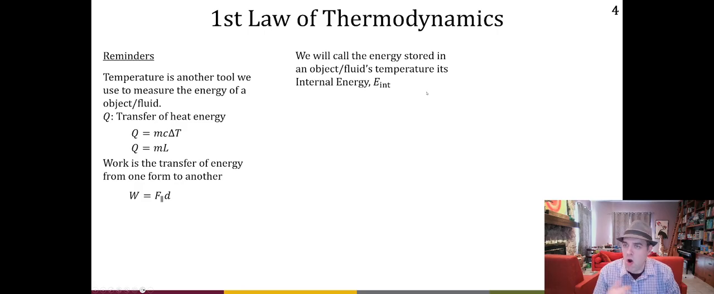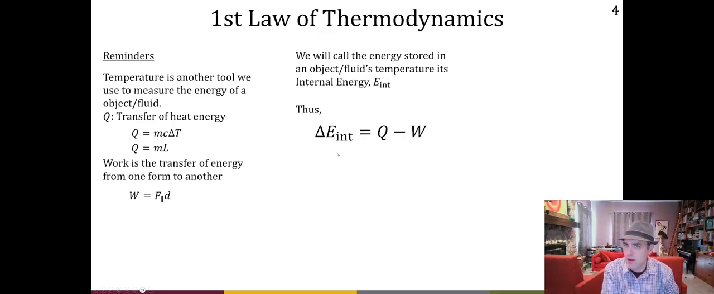Now, remember, temperature is just another tool we use to measure the energy. We're going to call the energy that is in the temperature E internal. So this is the internal energy. This is that kinetic energy and potential energy that's stored inside this object or fluid.